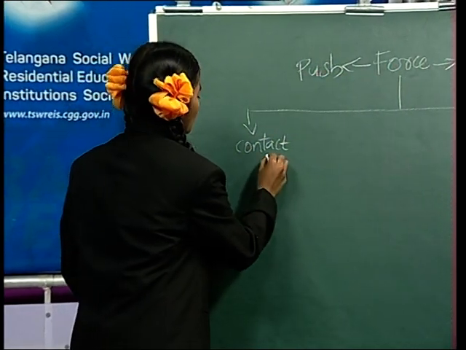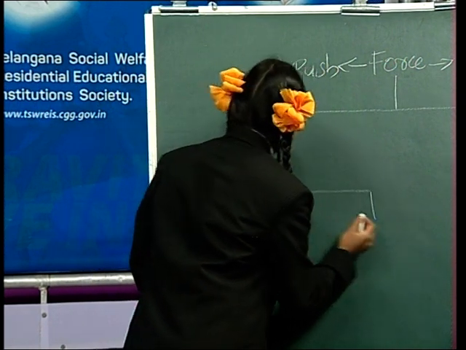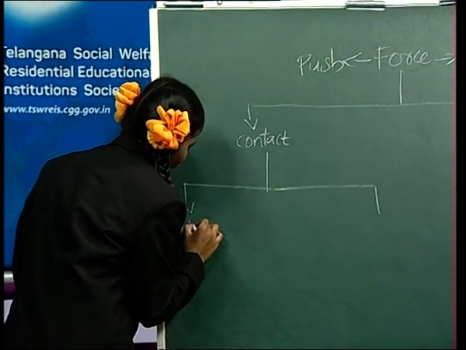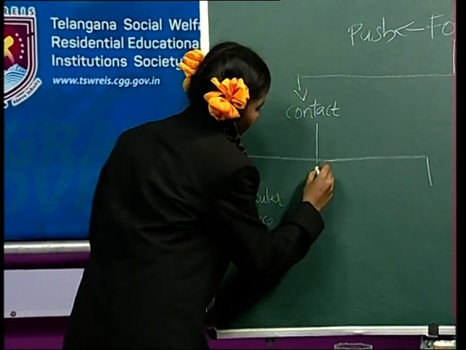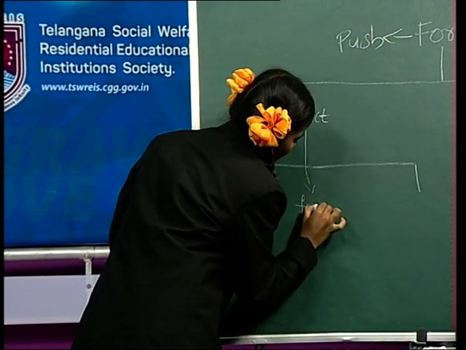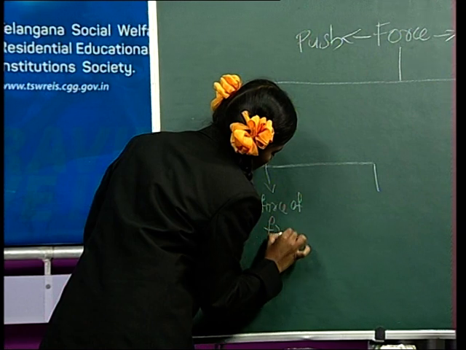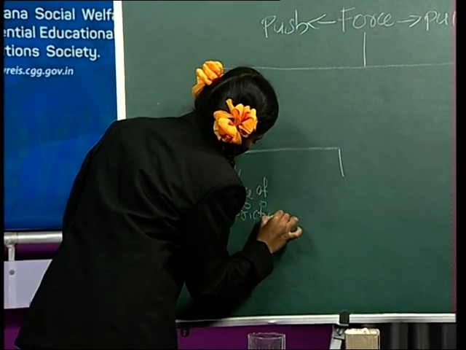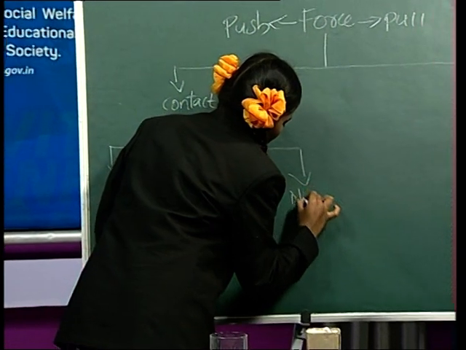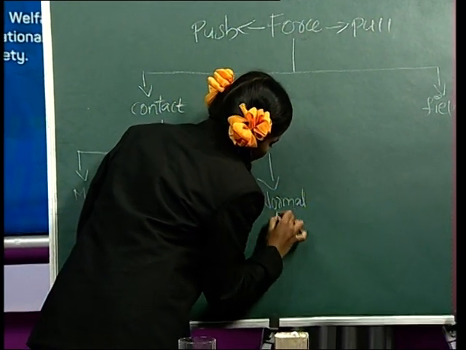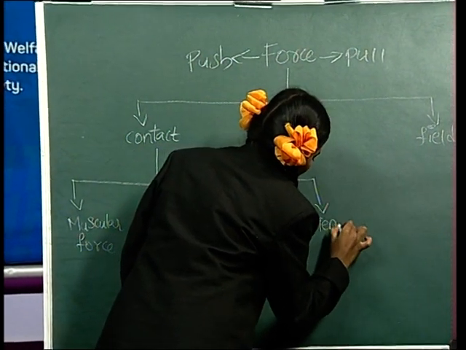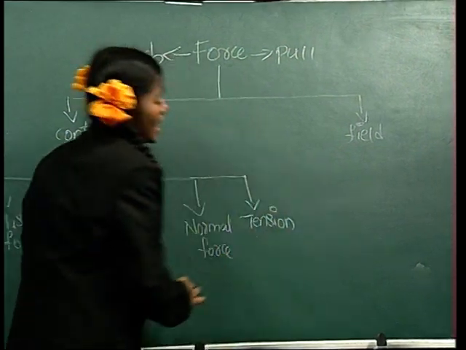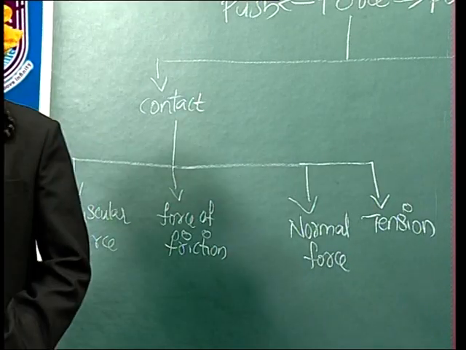And friends, in contact force, there are 4 types of forces are there. They are muscular force, force of friction, normal force. The last one is tension. Let us first learn about muscular force.